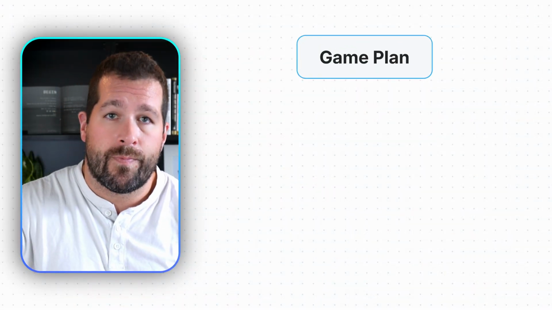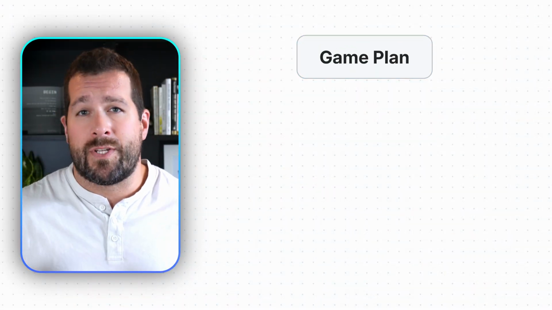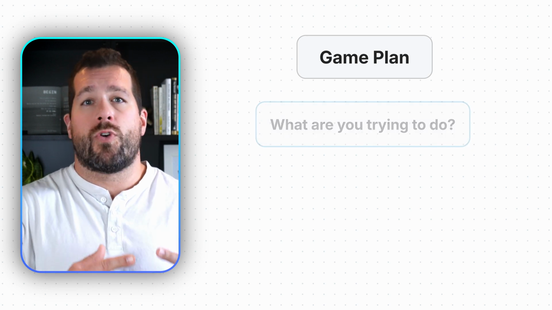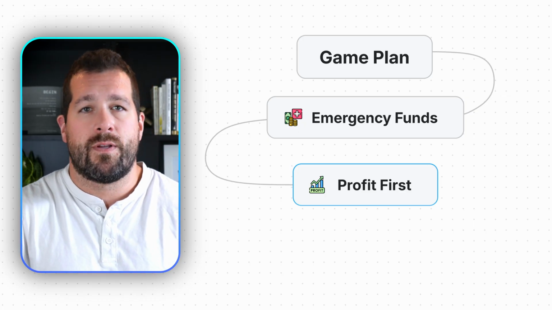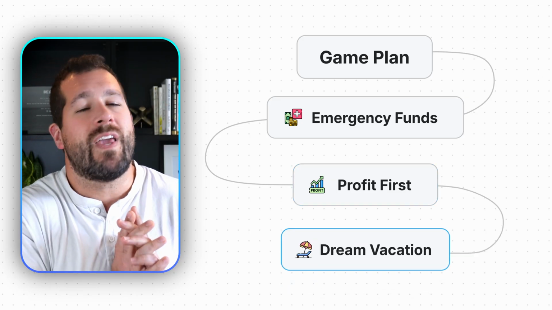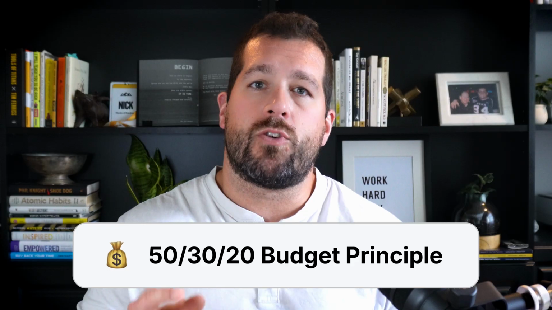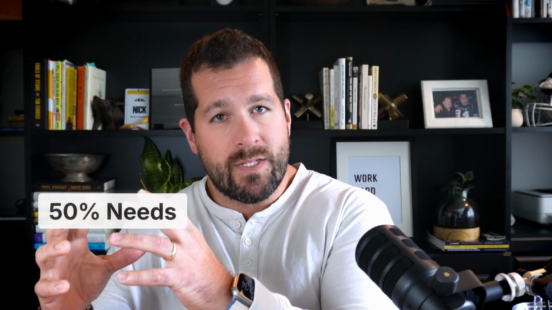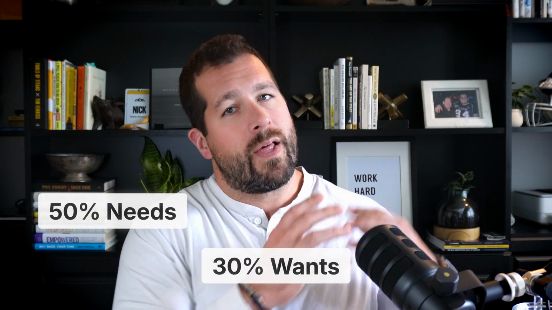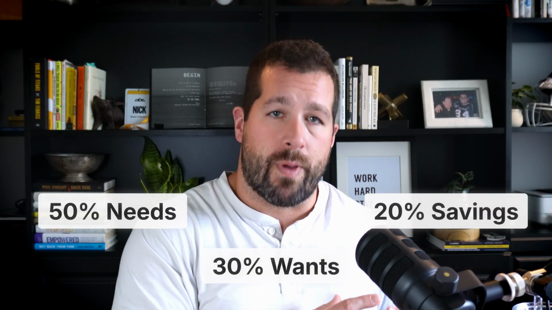Well, before we start automating, we need a game plan. And that game plan needs to understand what you are trying to do. Are you trying to build an emergency fund? Are you trying to implement the Profit First method for your business? Or maybe you're saving for that dream vacation. Well, for today's example, we're going to use a simple but powerful example, and that's automating the 50-30-20 budget principle. If you're not familiar with it, that's simply saying of all of your income, 50% is for your needs, 30% is for your wants, and the last 20% is for your savings and debt repayment.